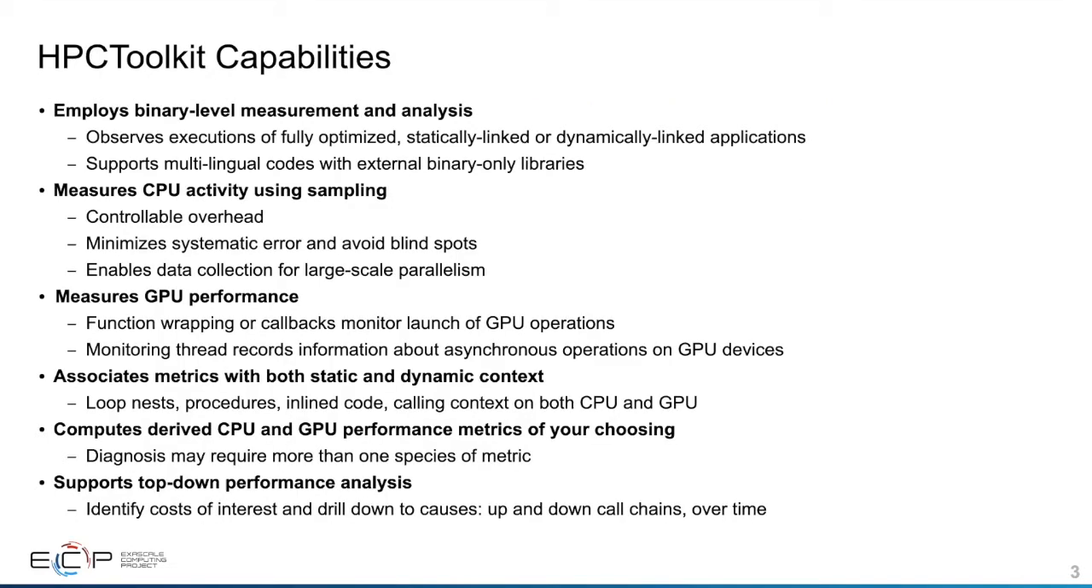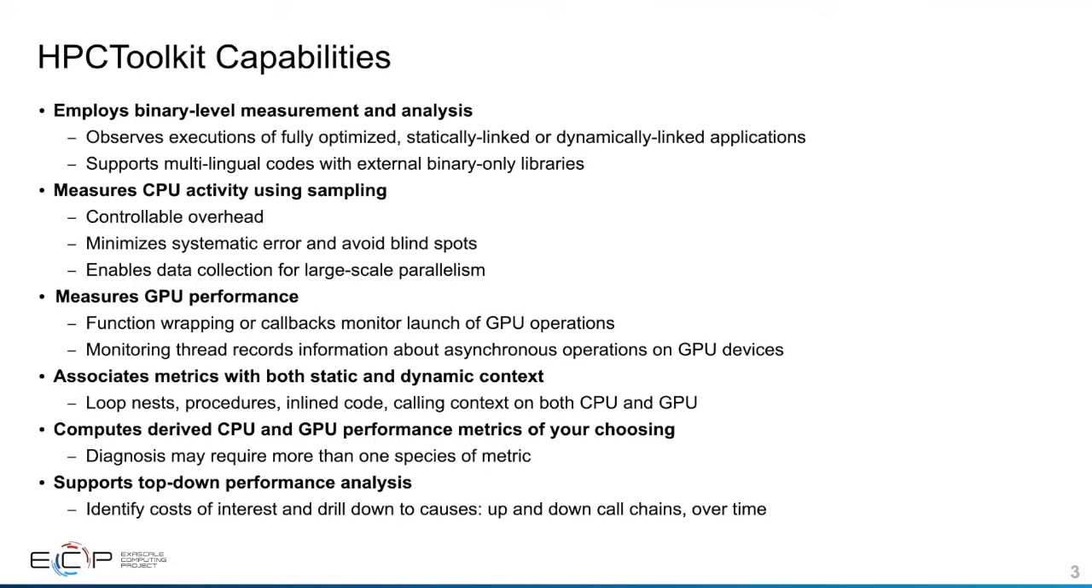Let's look at what HPCToolkit does. It employs binary level measurement and analysis. This enables you to observe executions of fully optimized, statically linked or dynamically linked applications. Typically, applications are dynamically linked, which means that at runtime, in addition to the application, it loads shared libraries as the application executes. HPCToolkit can support multilingual codes that are any mix of C, C++, or Fortran, or any language that's compiled to native machine code, including binary-only libraries that are potentially dynamically loaded at runtime.